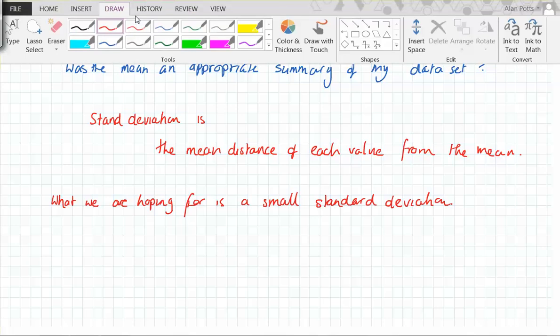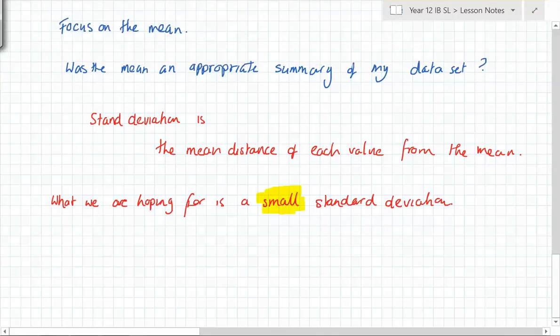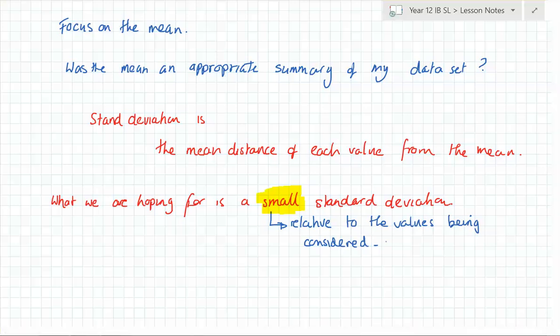Now, I just want to draw your attention to that word small, the standard deviation. That word must be put in context. Okay? It must be relative to the values being considered. So it's kind of like a plus or minus thing. So if I say to you, the standard deviation for a cup of coffee in Starbucks is 20 millilitres.